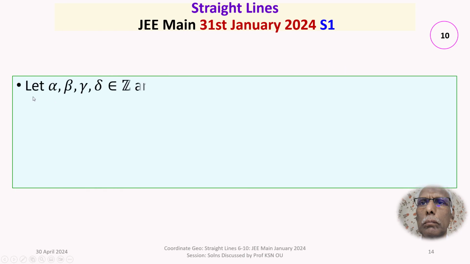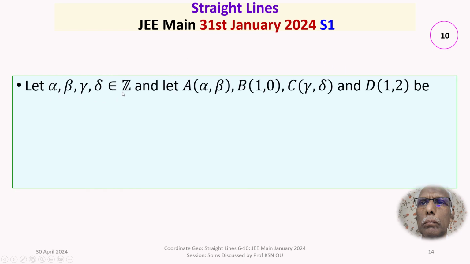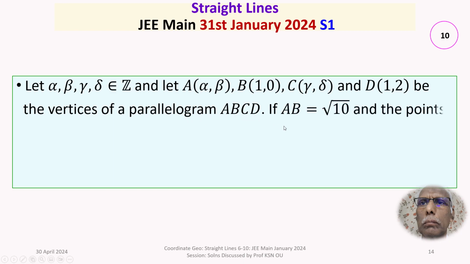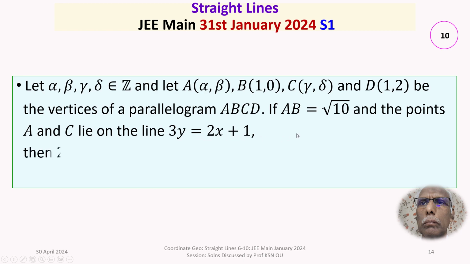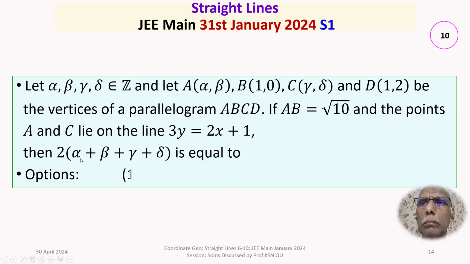The given question is: let alpha, beta, gamma, delta belong to Z, the set of integers. Let A with coordinates alpha comma beta, B 1 comma 0, C gamma comma delta, and D 1 comma 2 be the vertices of a parallelogram ABCD. If the length of AB is root 10 and the points A and C lie on the line 3y is equal to 2x plus 1, then 2 times in brackets alpha plus beta plus gamma plus delta is equal to, we are given 4 options.